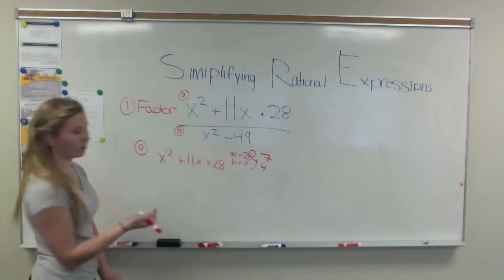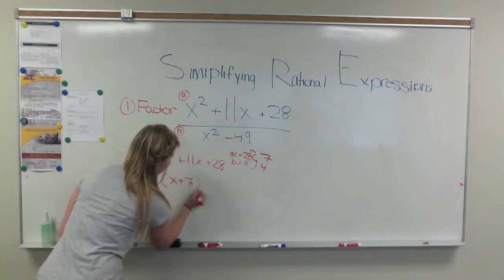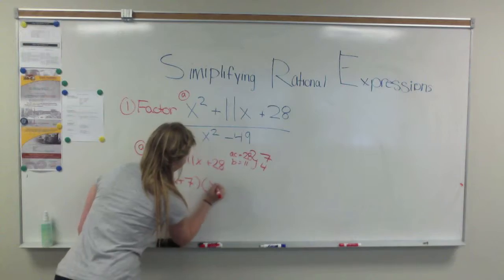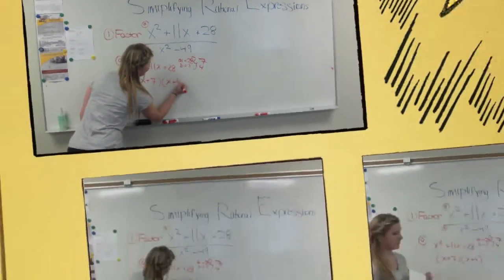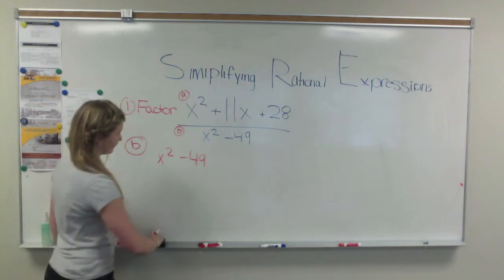So we solve them into our equation. You go x plus 7, and then you have x plus 4. And that's it for the numerator. Let's go with the denominator.